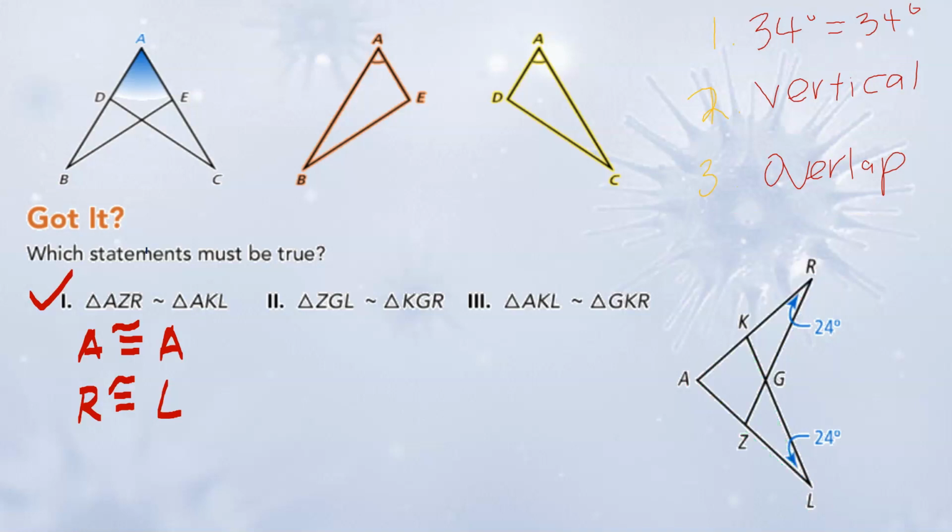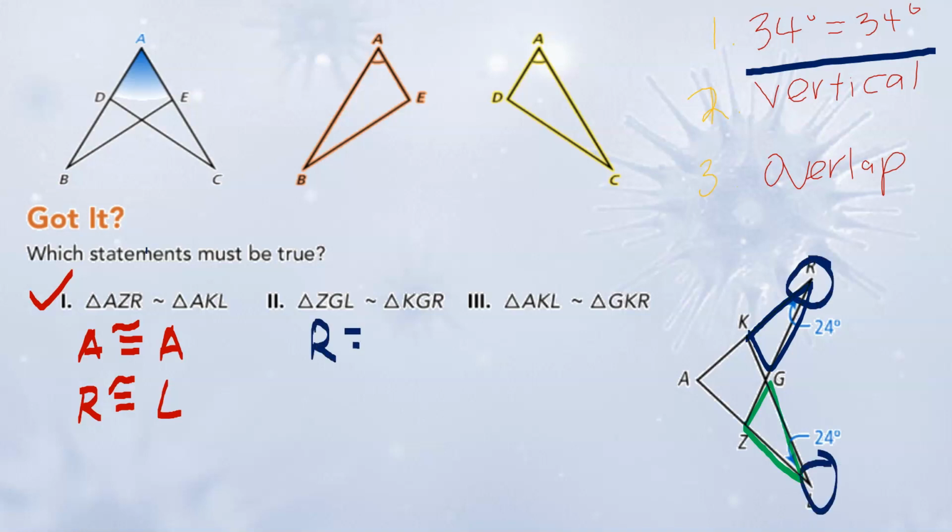Next up, we have triangle ZGL, and we want to compare that to triangle KGR. So of our examples, just like last time, R and L are congruent. So we can say that R is congruent to L. We know that because they are both at 24 degrees. But I see one more set right here. Angle G and angle G. These two are vertical angles. As you can see, they form the V just like this. Vertical angles are congruent. So I can say, hey, angle G from the first one is congruent to angle G from the second triangle. We've got two matching sets, which means that our second example is also a true statement.